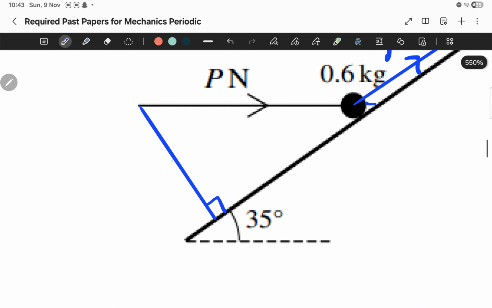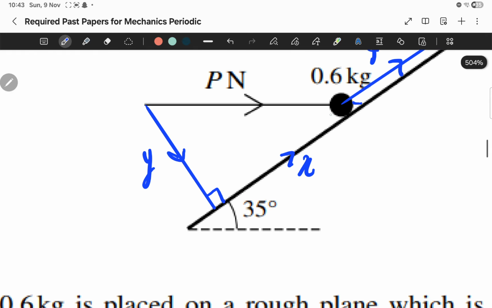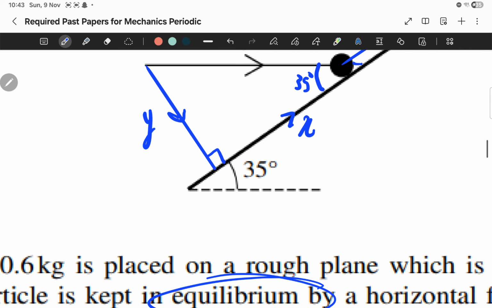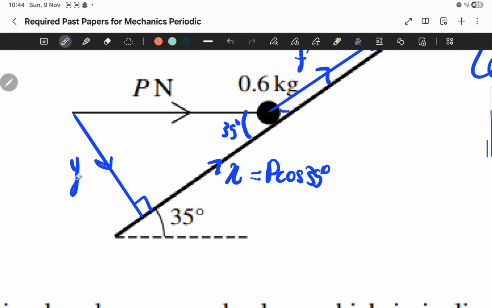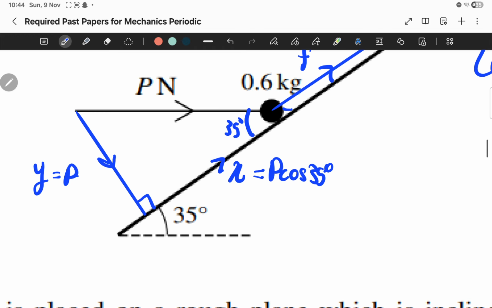So this is Py, right? This is the y component, and this is the x component. Again, this always has to be the hypotenuse. So this angle here is 35 degrees. So here x is going to be, really quickly, P cos 35. And this one here is going to be downwards, this y is going to be P sine 35, by the trigonometric ratios.